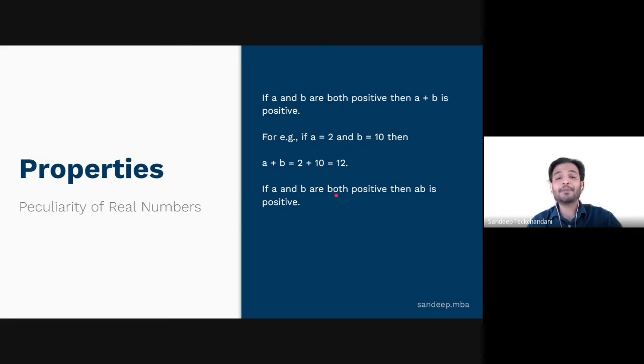If A and B are both positive, then AB is positive. For example, if A is equal to 2 and B is equal to 10, then AB is equal to 2 times 10, which is equal to 20, and 20 is a positive number.